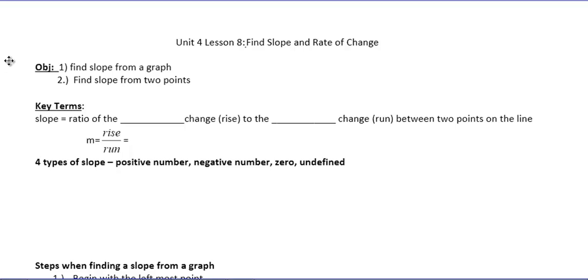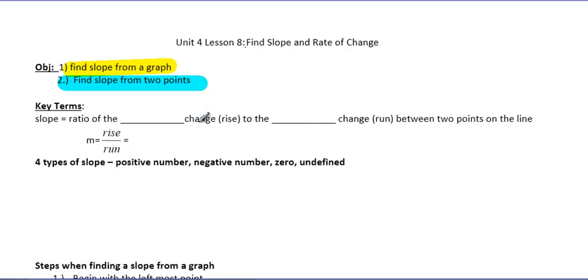Okay, Unit 4, Lesson 8 deals with finding slope, which we also refer to as rate of change. It's basically the same thing. Yesterday in the notes you saw how to find slope from a graph. You're going to see a little bit more on that here today. All right, and then the main thing we're going to focus on here is finding slope when you're given 2 points.